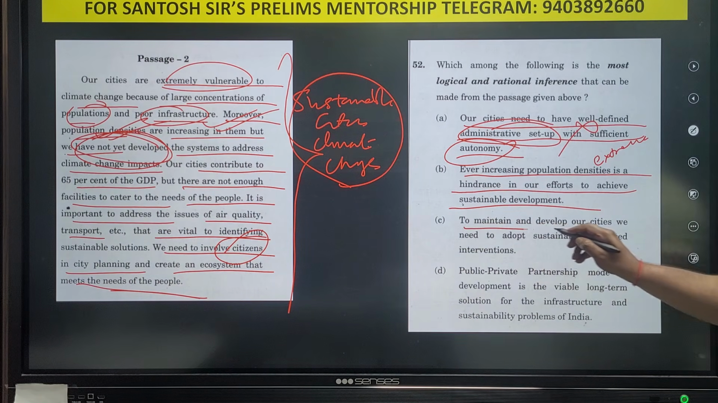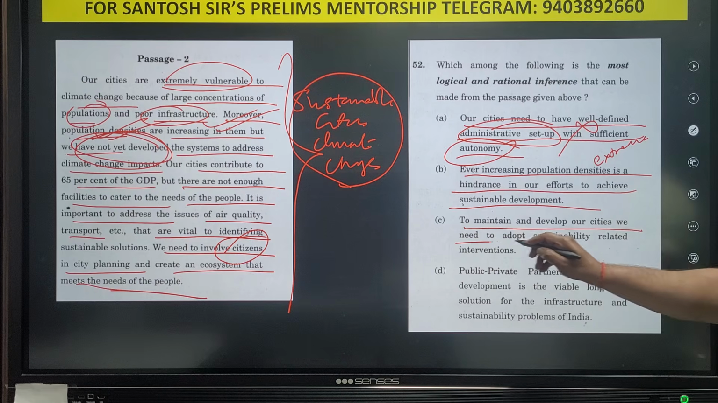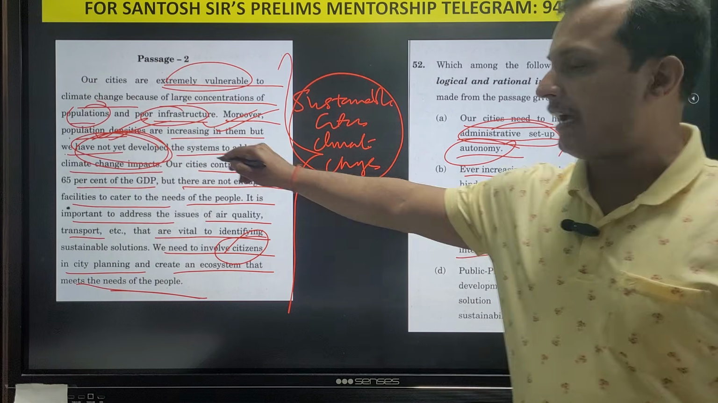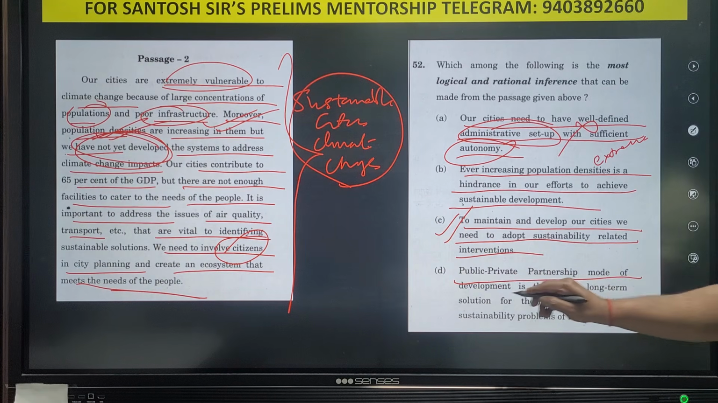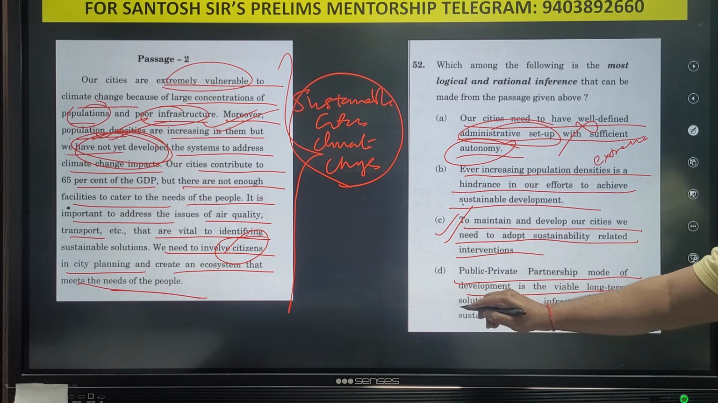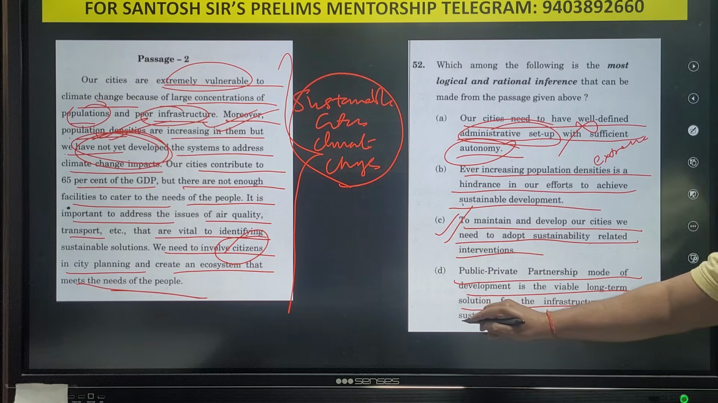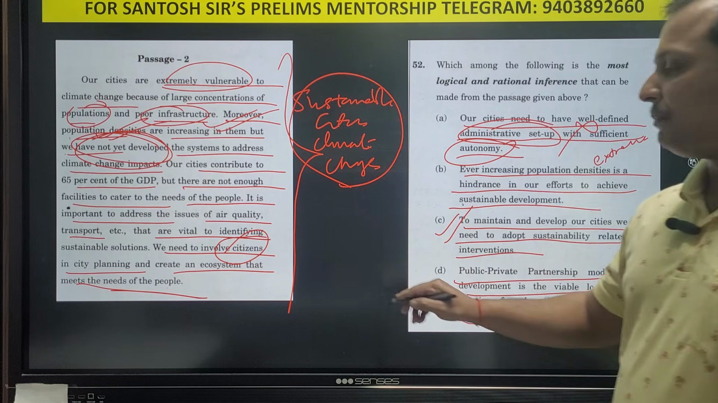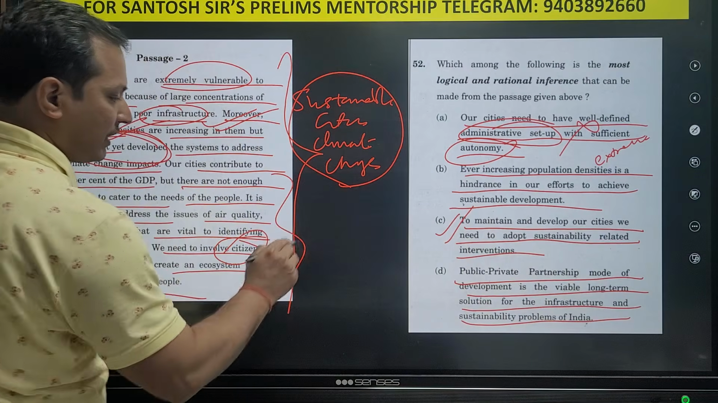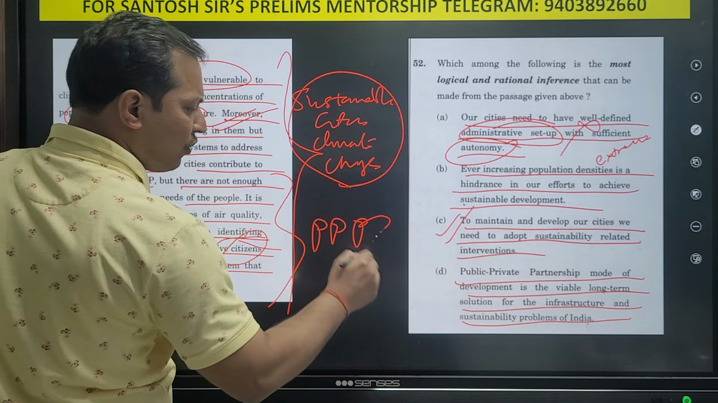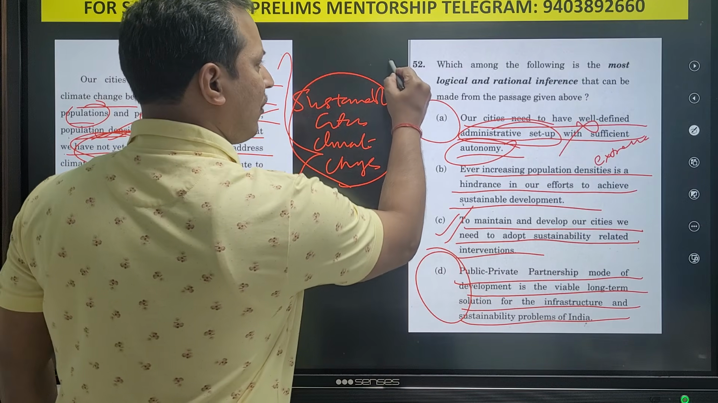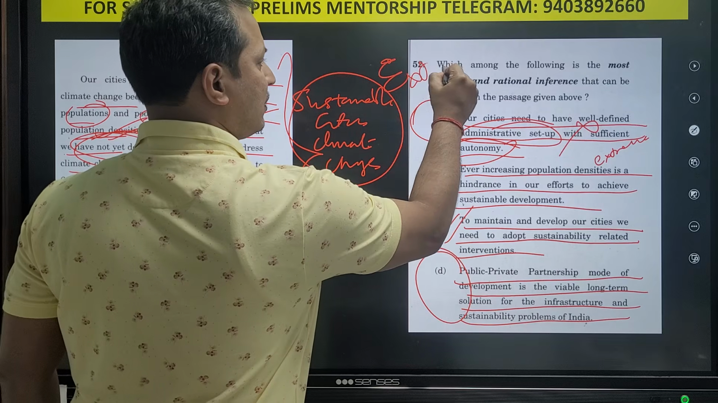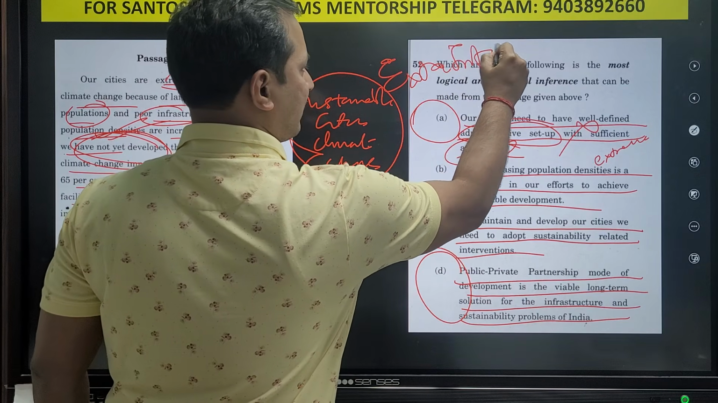Third, to maintain and develop our cities, we need to adopt sustainability related intervention. Yes, this is what the passage is all about. Fourth statement, public-private partnership mode of development is viable in the long-term solution for the infrastructure and sustainability problem of the city. Again, PPP. Is the passage talking about PPP? No. You can see here two options basically are extra information which is not there in the passage.